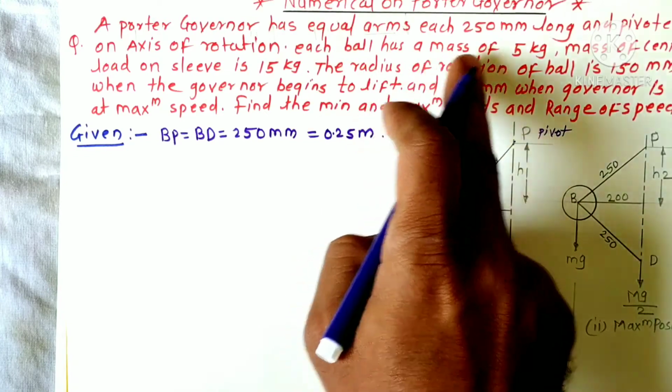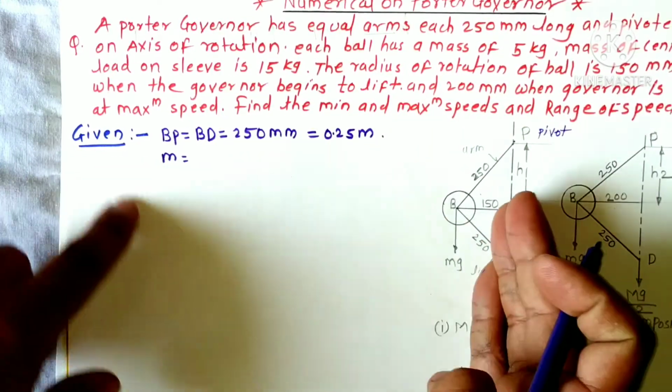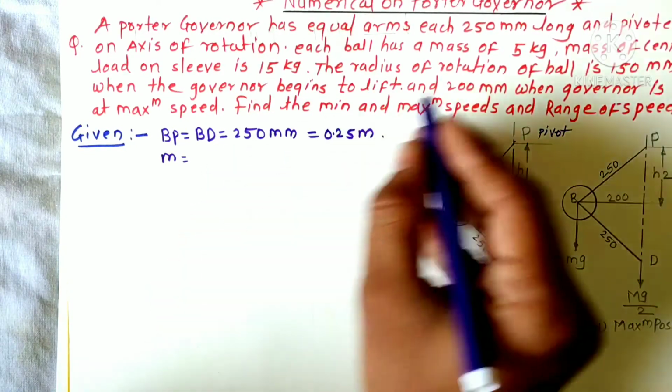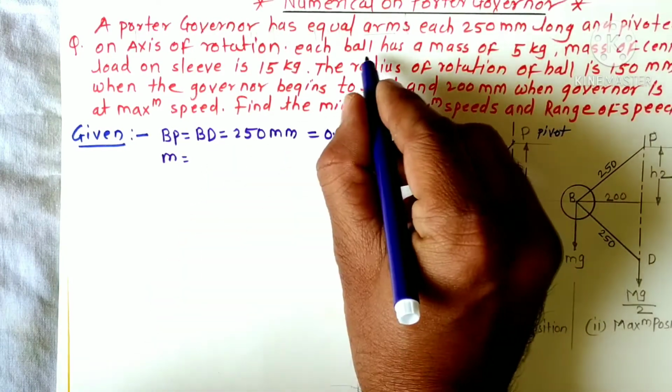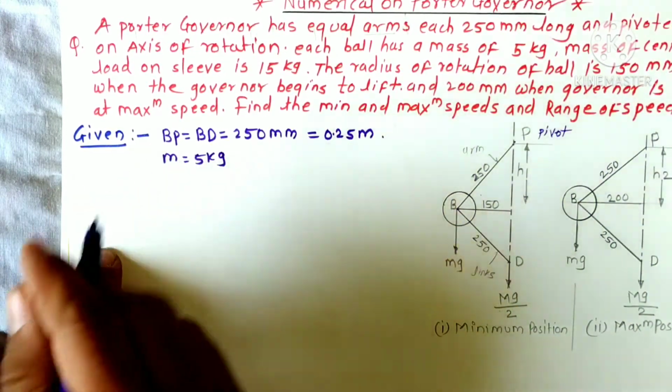Each ball has a mass of 5 kg. So mass of ball, there are two fly balls. We have taken the half portion. That's why this is the fly ball, having mass 5 kg. Mass of fly ball is denoted by small m.